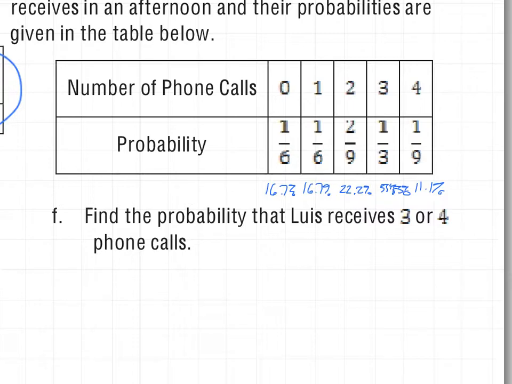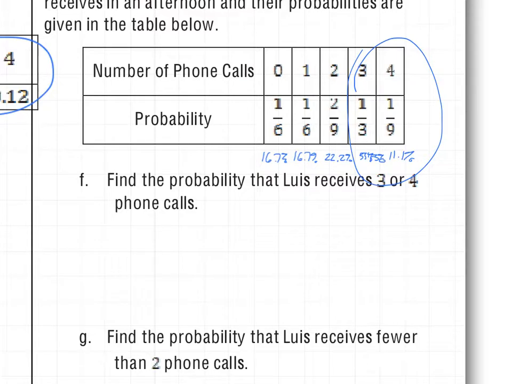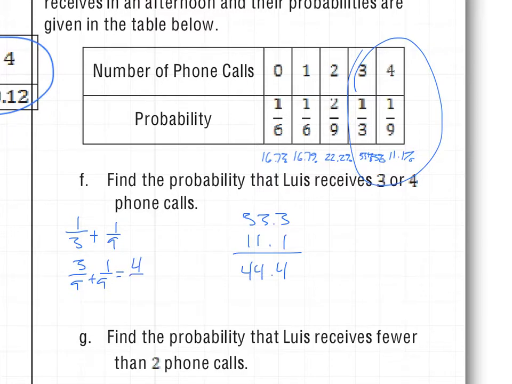It says find the probability that Luis receives 3 or 4 phone calls. So looking at the probability of these two combined, that's 33.3 based on how I rounded them, or 11.1, which would be 44.4%. And if we wanted to do this with fractions, we'd have 1/3 plus 1/9, which would be 3/9 plus 1/9, which is 4/9. And actually, if we go through, we'd find out that 4/9 is equal to 44.4 repeating percent. So again, that's 2 different ways to do it. This one is technically more accurate.